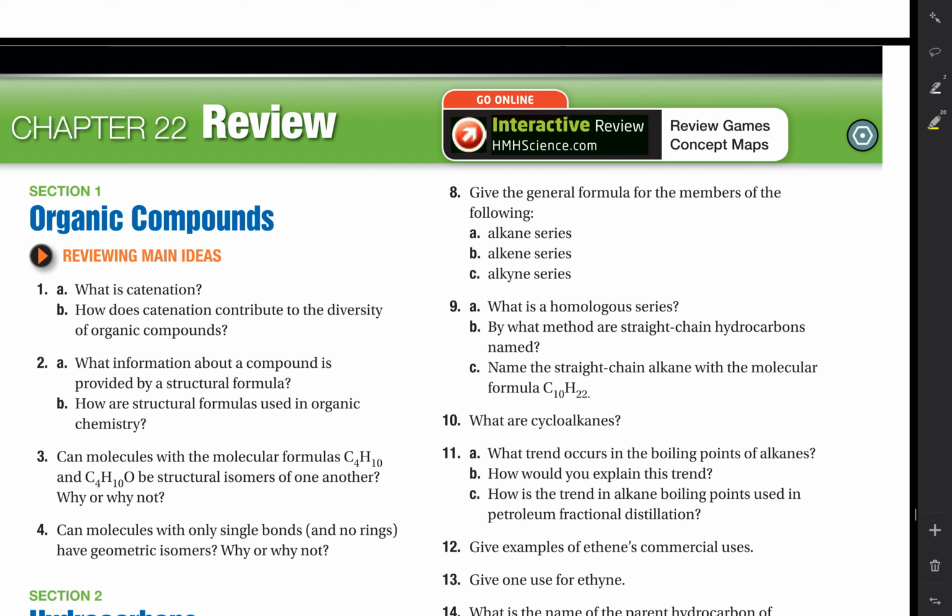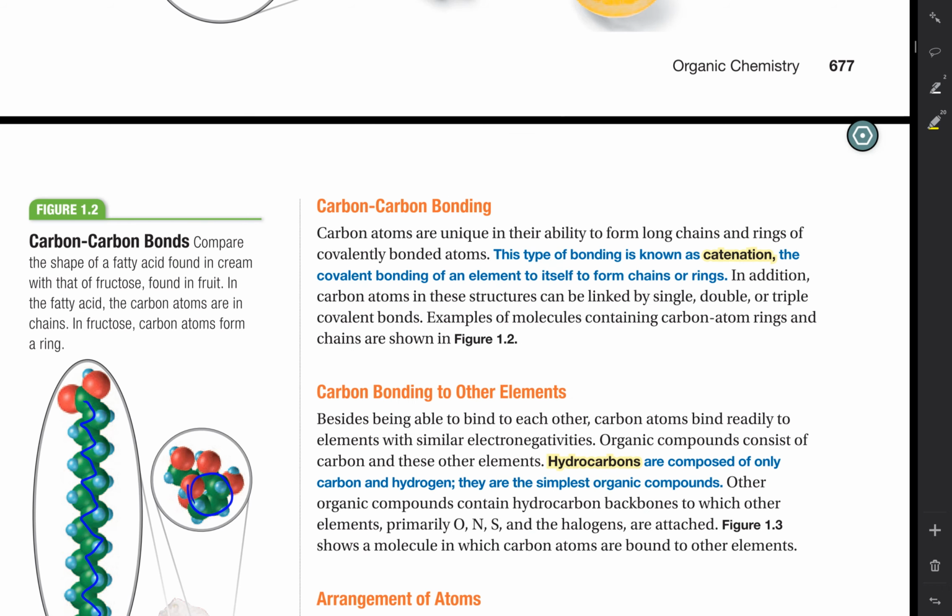Let's answer the chapter 22 review questions. Question number 1. What is catenation? How does catenation contribute to the diversity of organic compounds? The answer is available on page 678.